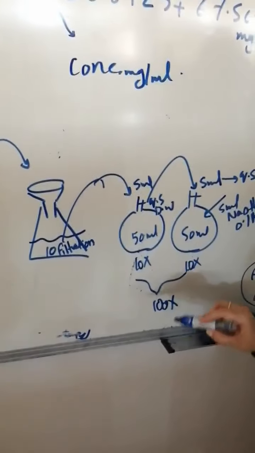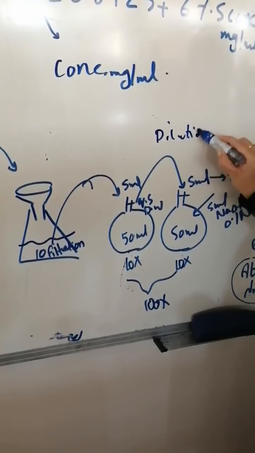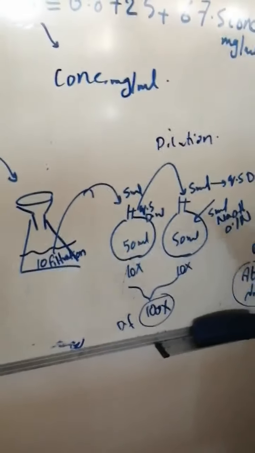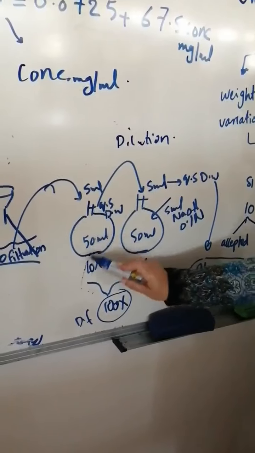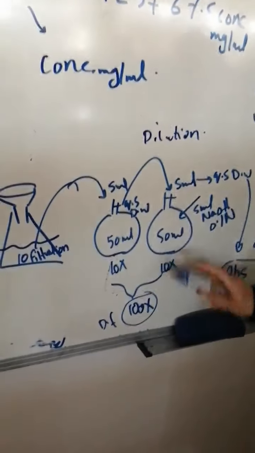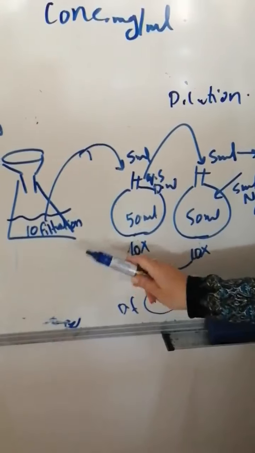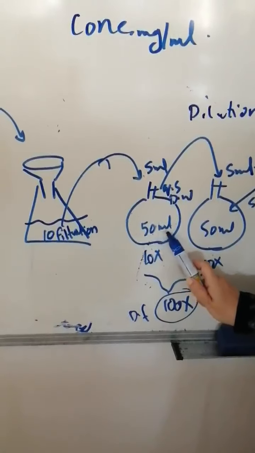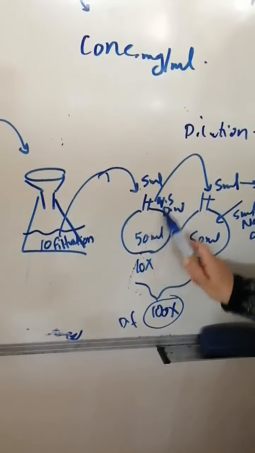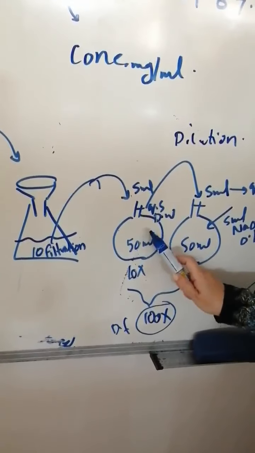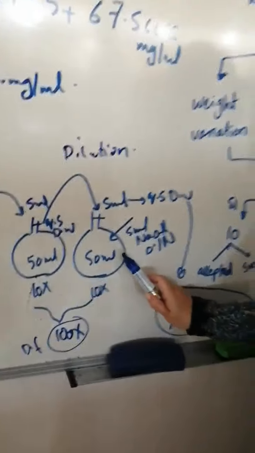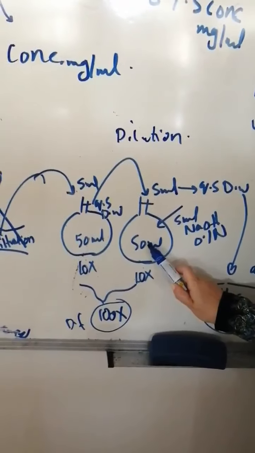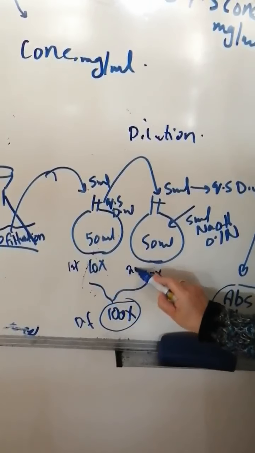So after filtration, we are going to do dilution. According to the pharmacopoeia, the final dilution factor is 100 times. So we subdivide 100 times into 10 times, then 10 times respectively. For the first dilution, we are going to take just 5 ml from the filtrate and put it in a 50 ml volumetric flask and complete it to 50 ml using distilled water. Mix. Then we are going to do the second step in dilution. We are going to take another 5 ml from the first dilution to the second dilution. This is the first and this is the second.